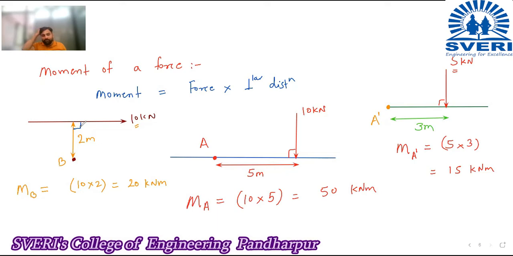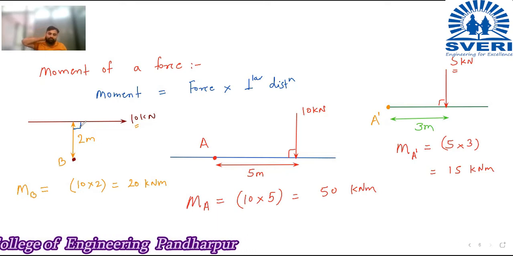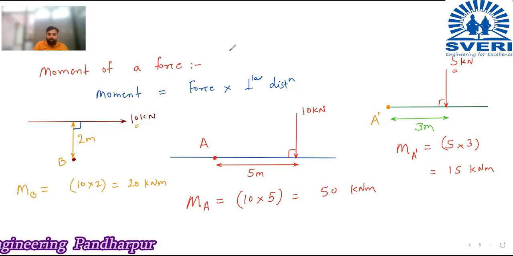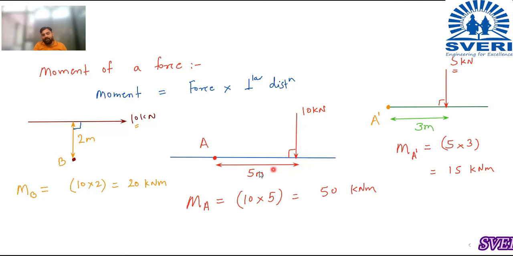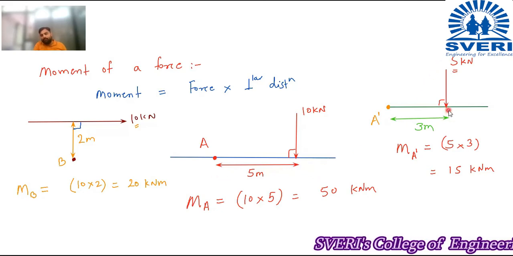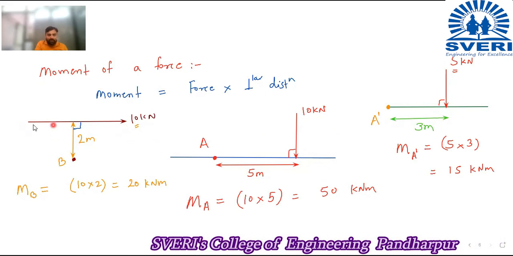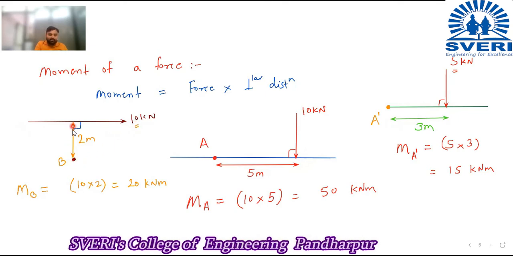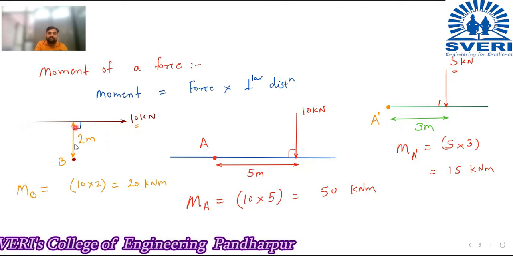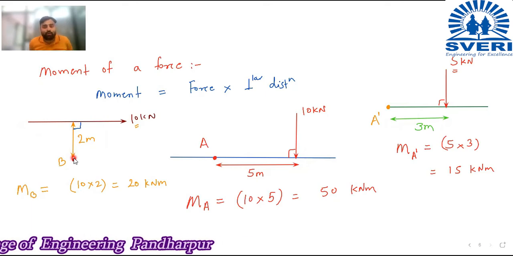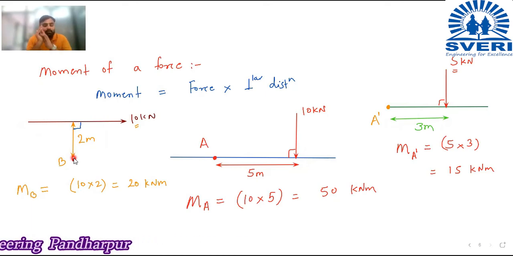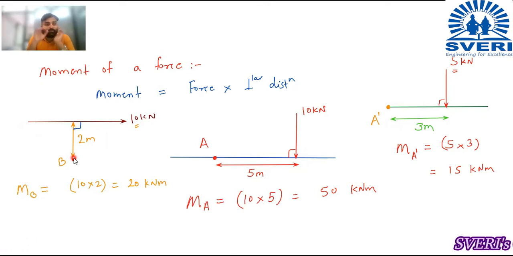Are you getting my point? Yes, sir. बघा हे 10 kilonewton, this force is vertical force, and while taking the moment, the distance is horizontal. This 5 kilonewton is vertical force, but its perpendicular distance is the horizontal one. Now this 10 kilonewton is the horizontal force, but its distance is vertical. Okay, this is what we have observed over here. This is the observation I have told you so that you will not get confused while taking the moment of the force.